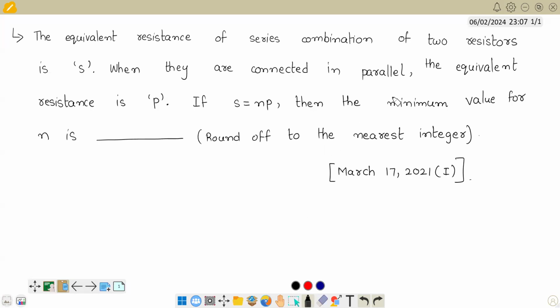Hello student, the question says the equivalent resistance of series combination of two resistors is S. When they are connected in parallel, the equivalent resistance is P. If S equals NP, then the minimum value for N is. Okay, let us try to solve this problem.